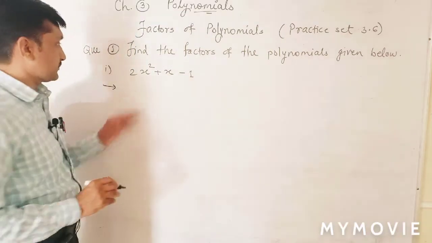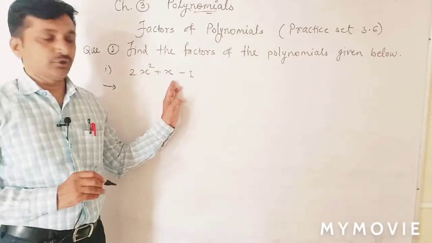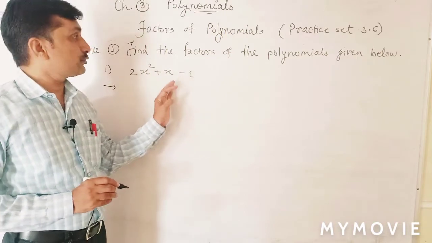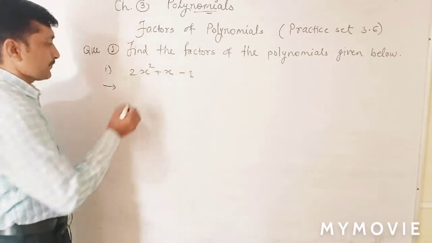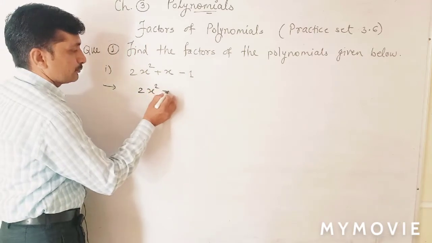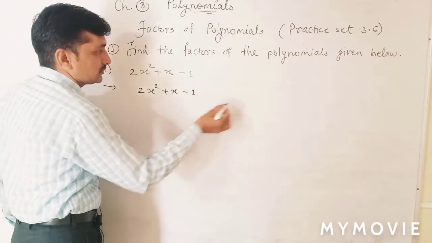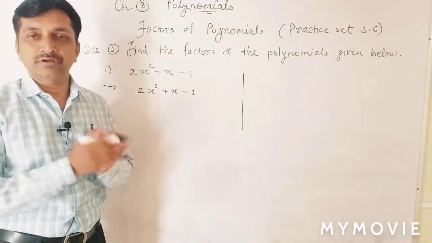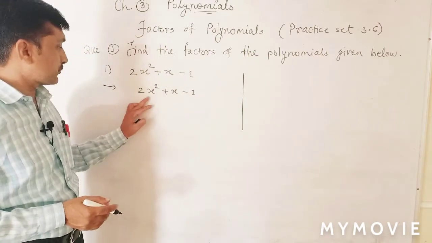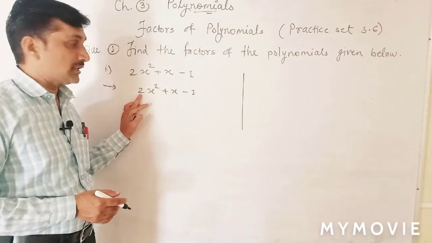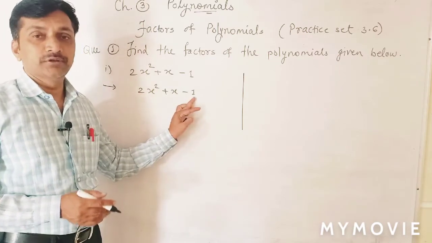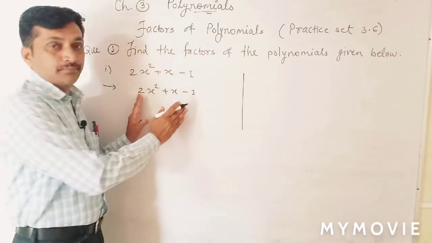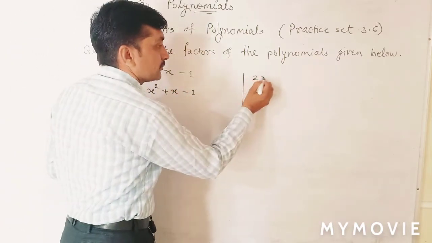Now let's see first. This is the polynomial 2x square plus x minus 1, and we have to find factors of this 2x square plus x minus 1. Some rough work we will see. Now here, what is the coefficient of x square? 2. And what is the last term? Minus 1. First of all we have to multiply them. 2 multiplied by minus 1.